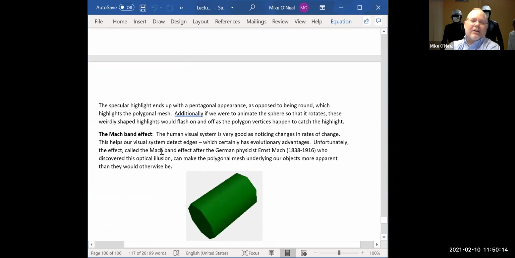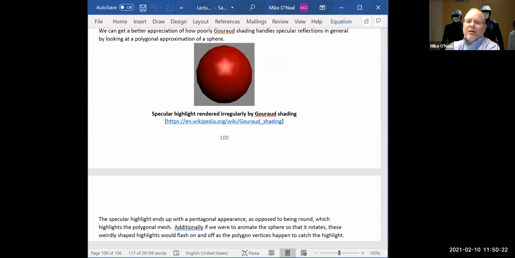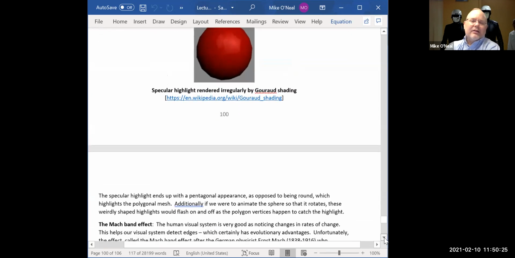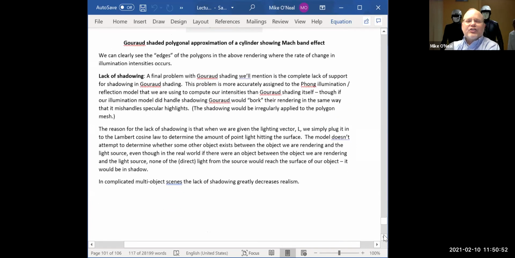Okay, the Mach band effect. What I'm pointing out here are problems with Gouraud. Specular highlight is a problem with Gouraud. Mach banding is a problem with Gouraud. Mach banding is named after Ernst Mach, by the way, 1838 to 1916. And you can see it very clearly in this one because of the way the light falls. It's very obvious that there's a change in the rate of change here. And so your eye sees this edge very clearly and sees this edge here a little less clearly, but you can detect it.